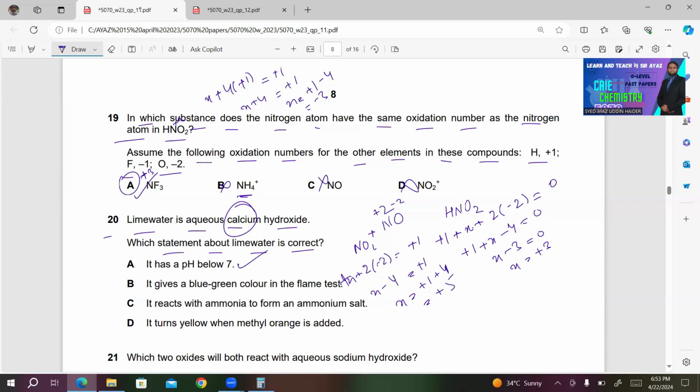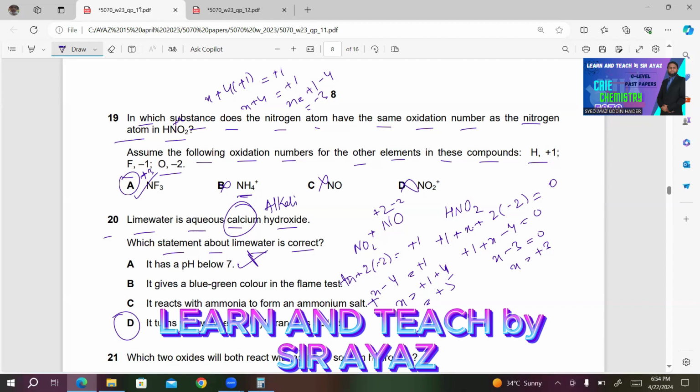C, it reacts with ammonia to form an ammonium salt. Will it react with ammonia to ammonium salt? This is wrong. Acid will react with ammonia to form ammonium salt. So only choice D must be the right answer. It turns yellow when methyl orange is added, as it is alkali. It's alkali. So this D must be the right answer in this case.